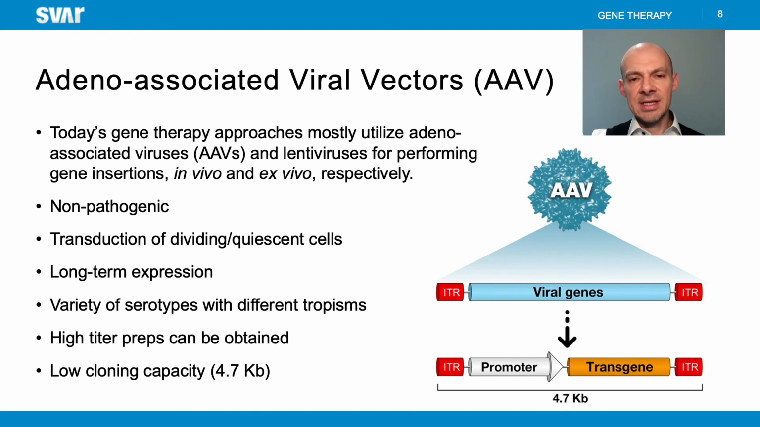Besides lentivirus, adeno-associated viral vectors are often used for gene therapy approaches today. AAV are not pathogenic and perform well in transducing a variety of cells. They come in different serotypes and exhibit different tropisms. They can enable long-term expression of the gene of interest, and high-titer vector preparations can be obtained. The cloning capacity is limited to 4.7 kilobases.